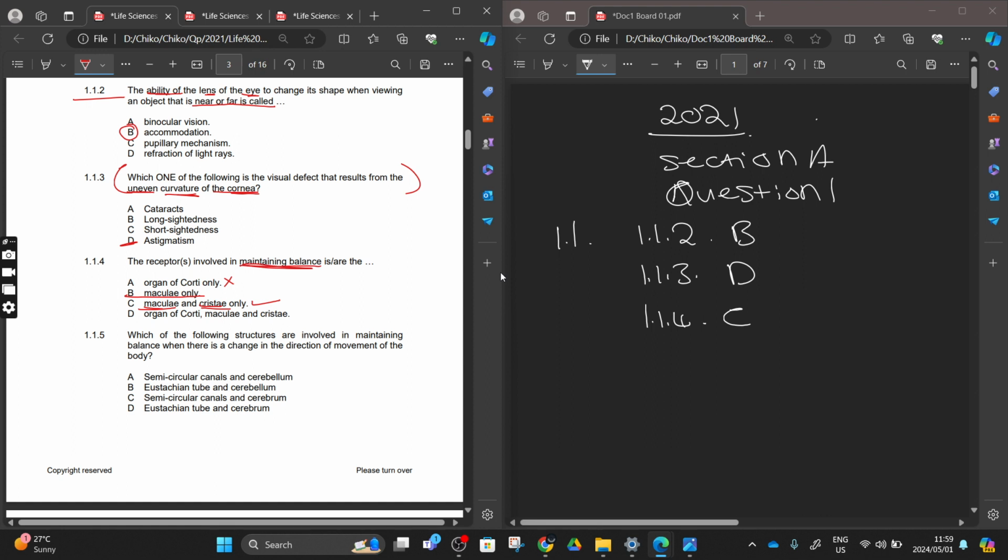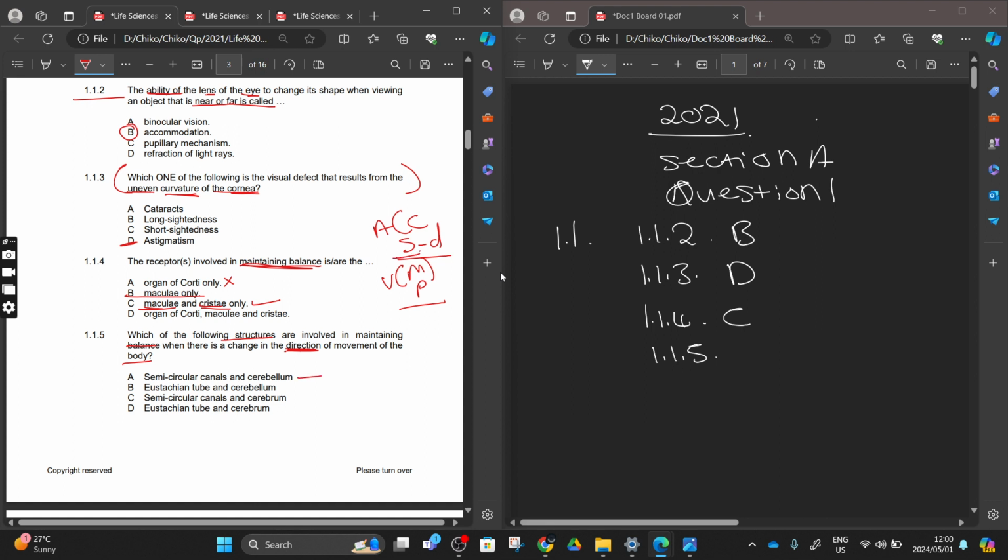1.1.5, which one of the following structures are involved in maintaining balance when there is a change in the direction of movement of the body? We also did this, right? We know we have two: speed and direction, and we also have position. Here ampulla with cristae, and here vestibule with maculae. So we can go with semicircular canals and cerebellum.